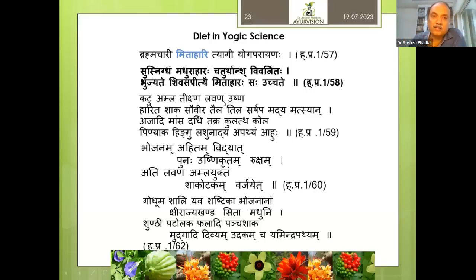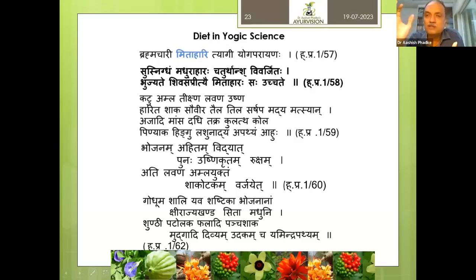Savira, then tila, sarshapa, that is your mustard, then madhya, that is your liquors, then matsya, that is your fish, Ajadi mansa, that is your goat meat, then curds, then buttermilk, and kulatha, that is your horse gram. All these are to be considered as apathya. Now, what is pathya and apathya?